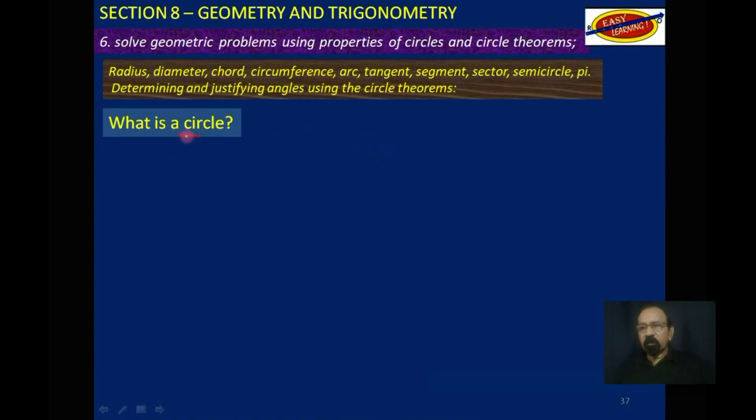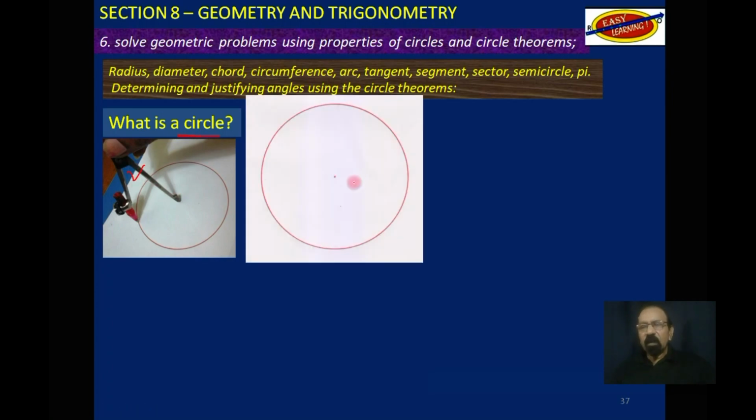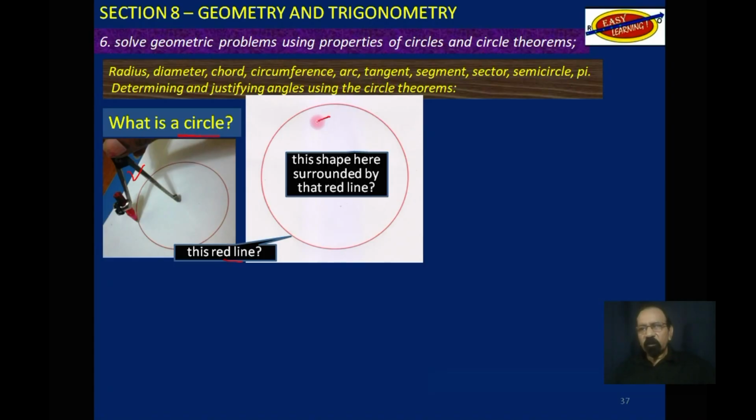So what is a circle? If you were told in school to draw a circle, you would draw something like this using your pair of compasses, and you end up with something like this. Now the question is, what really is a circle? Is it this red line out here? Or is it the space in here?